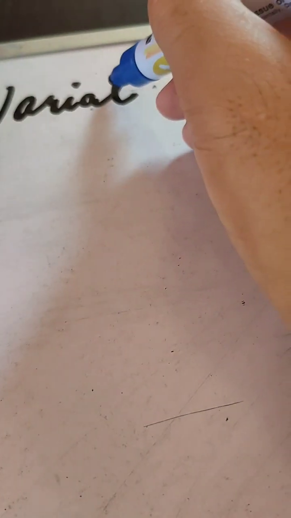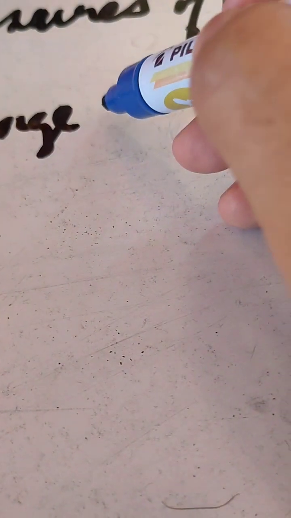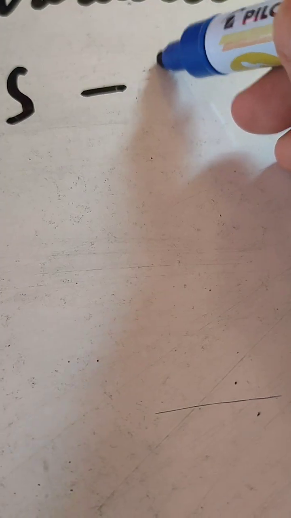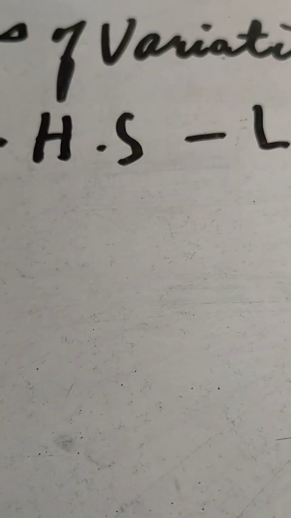So, measures of variations. What are the measures of variation? One is the range. What is the range all about? This is about the highest score or highest observed data minus the lowest score or the lowest observation of the given data.